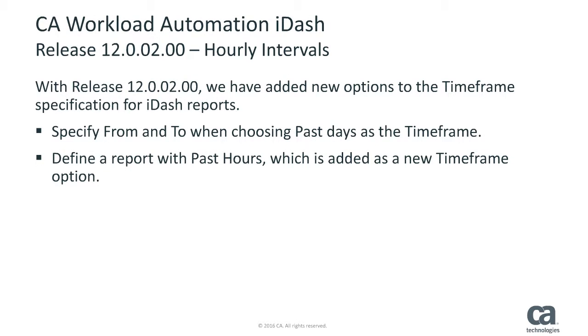In this release, we have added new options to the time frame specification for iDash reports. These options will allow for greater flexibility when defining a report, allowing more granular access to data. When defining a report with the past days time frame option, you will also be able to specify a from time and a to time applied to the beginning and ending day of the report, respectively. You may also choose to define a report with the new past hours time frame, specifying the number of hours to include in the report.